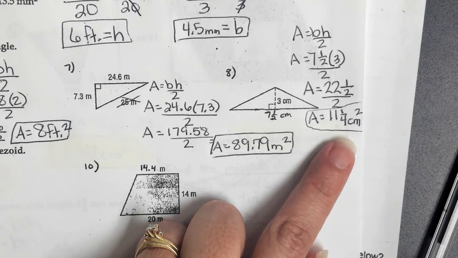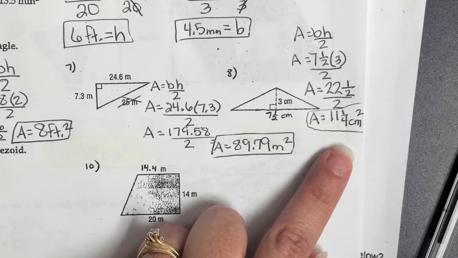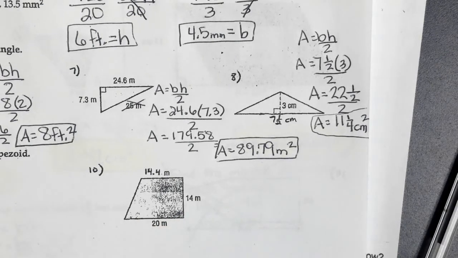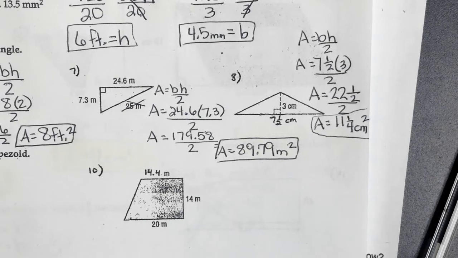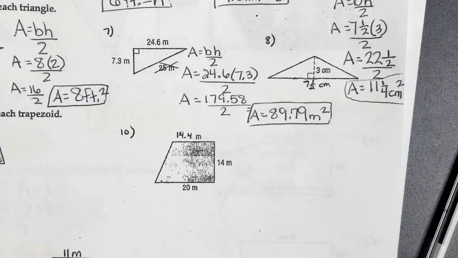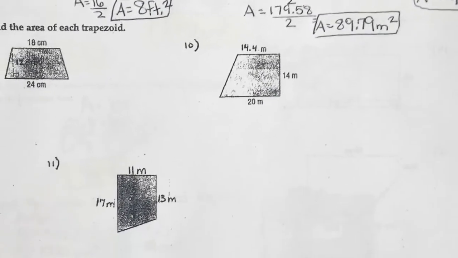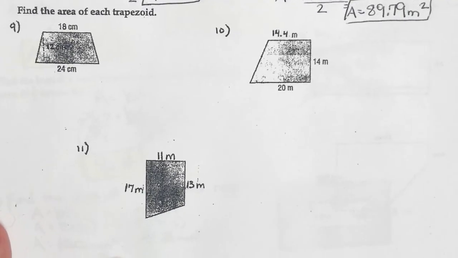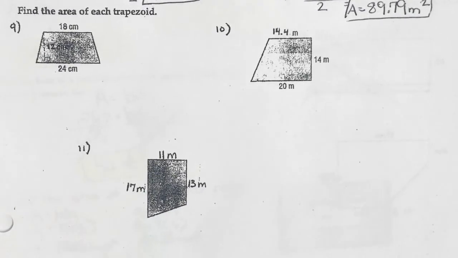Any questions on the triangles? Base times height divided by 2. Everybody good? Okay. Okay, so let's go down to the trapezoids. We need to remember that on a trapezoid, there's some things that we have to know because of the formula.